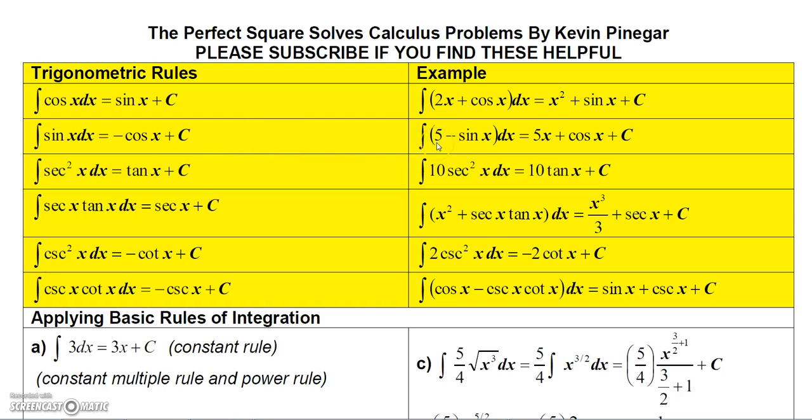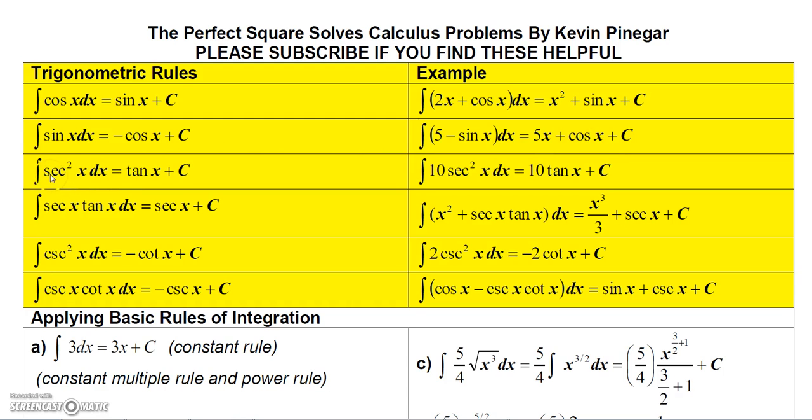So here I have the integral of 5 minus sine x dx. To integrate that, if you integrate a constant 5, you're just going to get 5 times the variable x. And then remember, if you integrate sine x, you're going to get minus cosine x, but since there's a minus there, you're actually going to get minus a minus cosine x, which is going to be plus cosine x, and then you add your constant at the end.